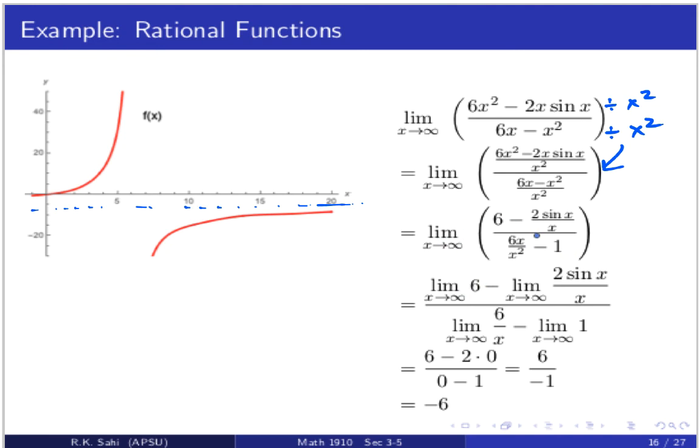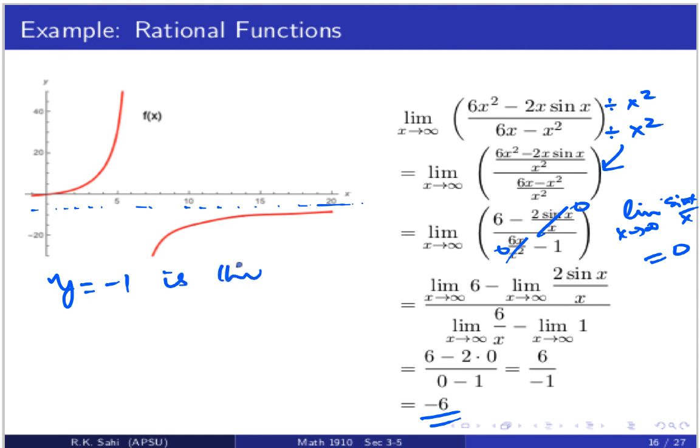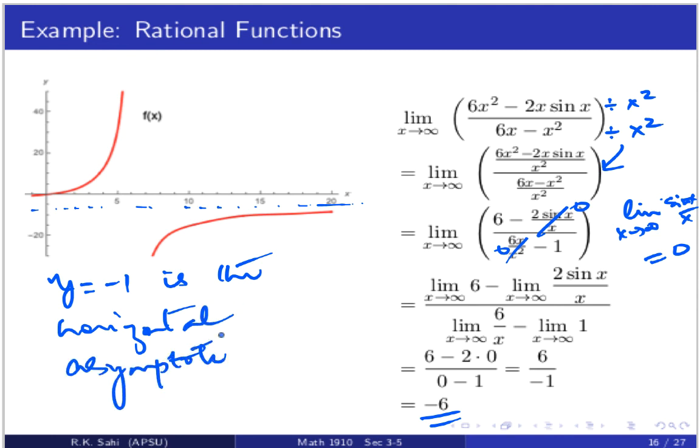Notice, then you take the limits inside. And when you take the limits inside, remember this limit, this we just said, as x tends to infinity of a sine function over x is 0. So that means this is going to 0. This will go to 0. What are we left with? 6 and minus 1. So we get left with 6 over minus 1. Final answer, y equals minus 1. So y equals minus 1 is the horizontal asymptote for this function.